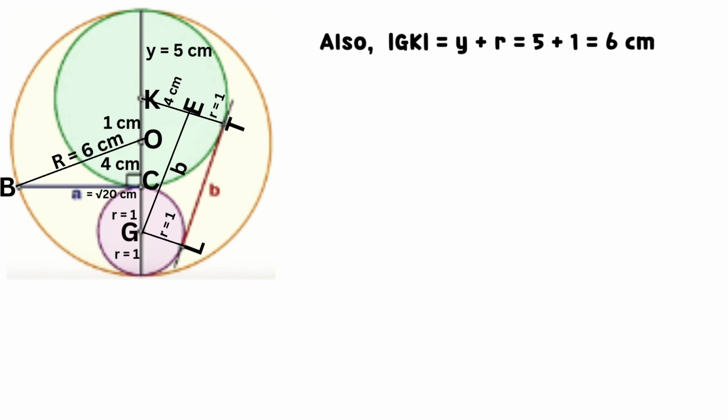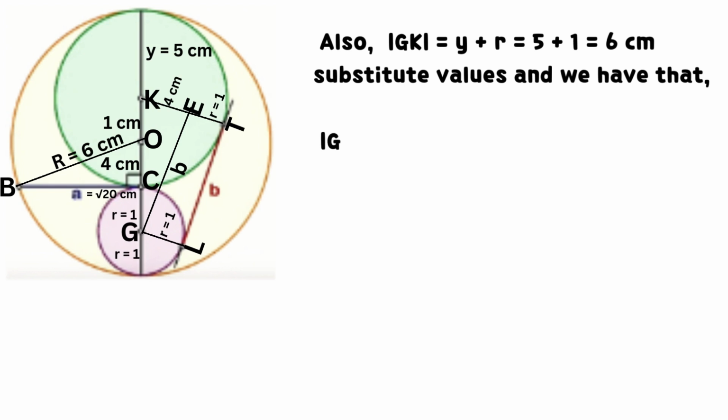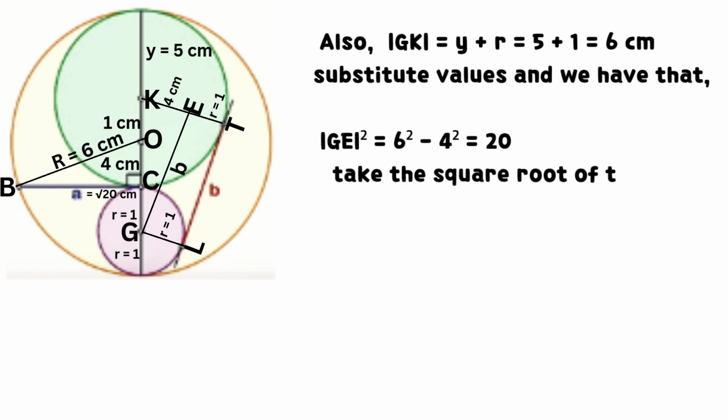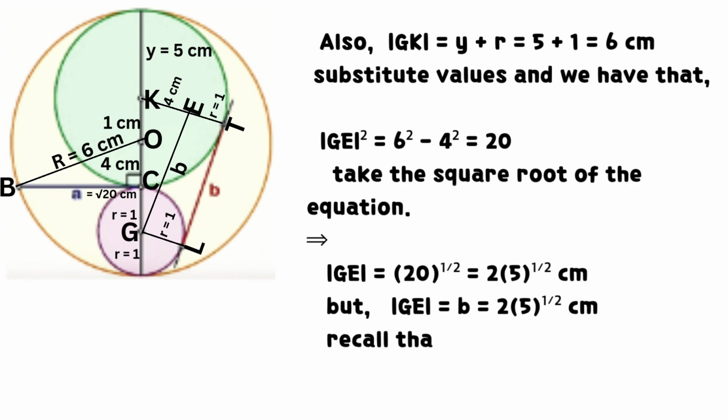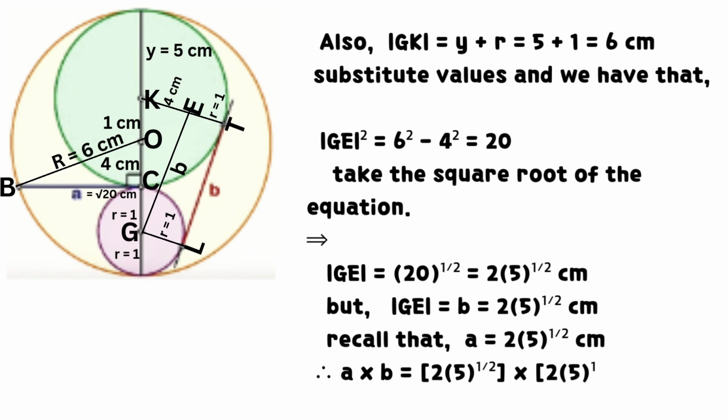Also, line G, K equals the sum of y and small r, which equals 6 centimeters. Substitute values and we have that the square of line G, E equals the square of 6 minus the square of 4, which equals 20. Take the square root of the equation. It follows that line G, E equals the square root of 20, which equals the product of 2 and the square root of 5 in centimeters.